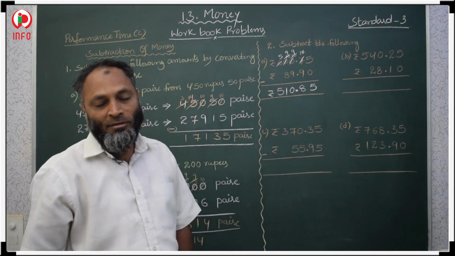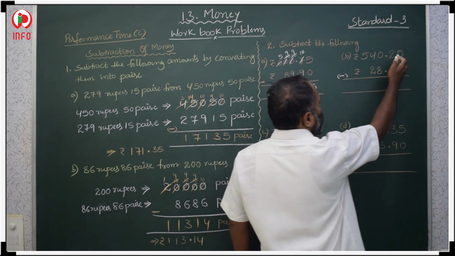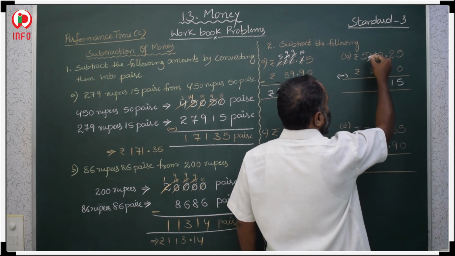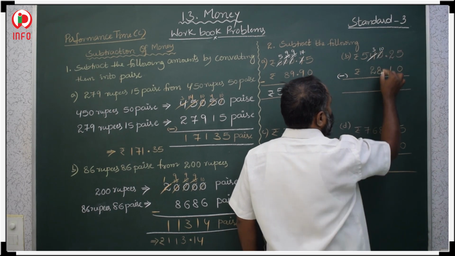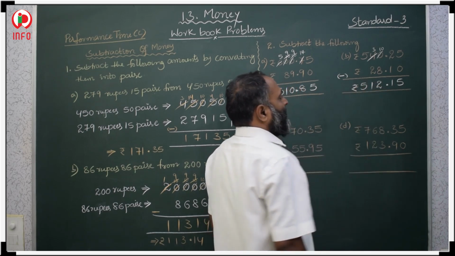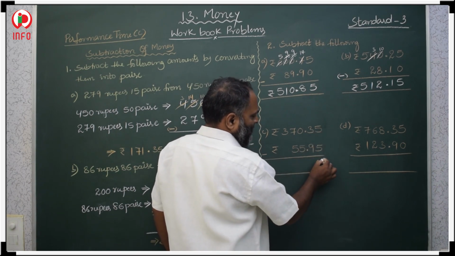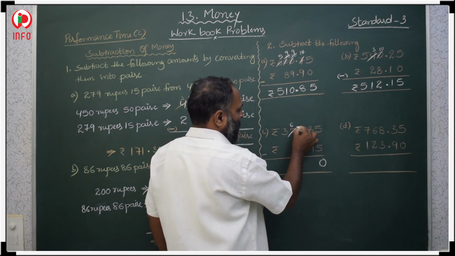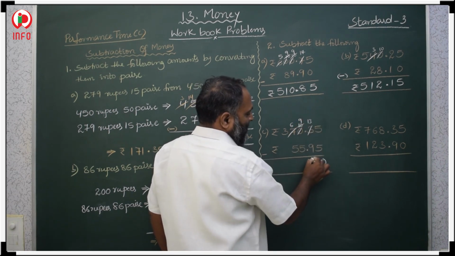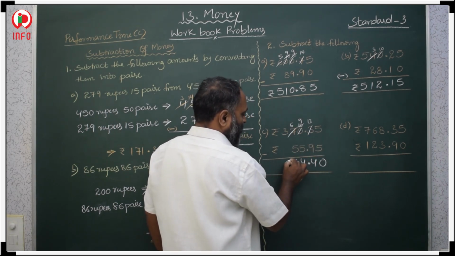510 rupees 85 paisa. The next one, how to subtract. 5 minus 0, that is 5. 2 minus 1, 1, point. Then 0, borrow from here, you will get 310. 10 minus 8, 2. 3 minus 2, 1 and 5. 512 rupees 15 paisa. And here 5 minus 5, 0. Then borrow from here, you will get 6 and here 10. Again here 9, here 13. 13 minus 9 is 4. 9 minus 5 also 4. 6 minus 5, 1 and 3.